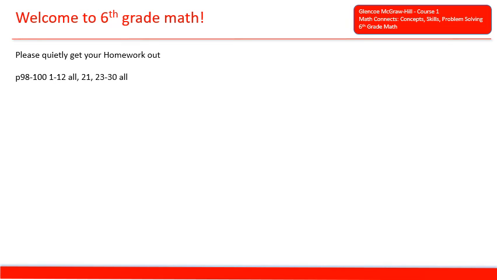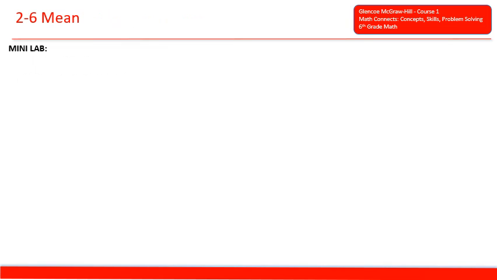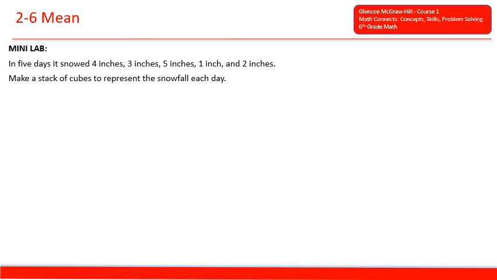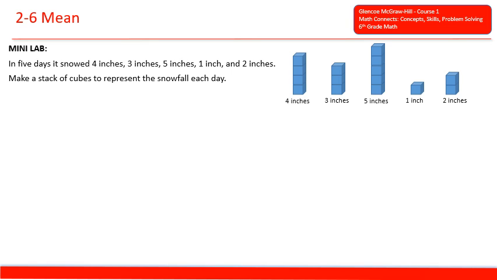That was your homework that was due a couple days ago. In 5 days, it snowed 4 inches, 3 inches, 5 inches, 1 inch, and 2 inches. Make a stack of cubes to represent the snowfall each day. So the first one's 4 inches, then 3 inches, 5 inches, 1 inch, and 2 inches. Move the cubes until each stack has the same number of cubes.